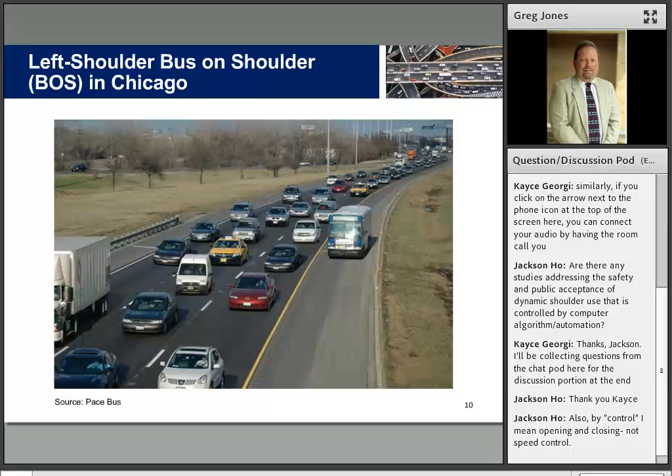This particular picture here is a left shoulder bus on shoulder operation in the suburban Chicago area. And the vehicles that are using this are mostly express bus service coming from the outer suburbs of the Chicago area. And they're making much longer trips. So the left shoulder actually works very well for them because they get into that shoulder lane and utilize it for long distance travel.